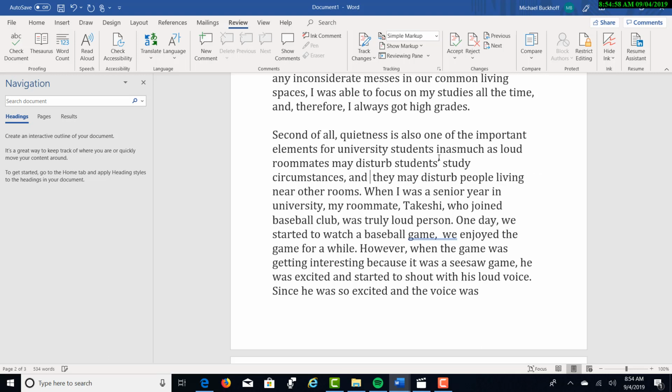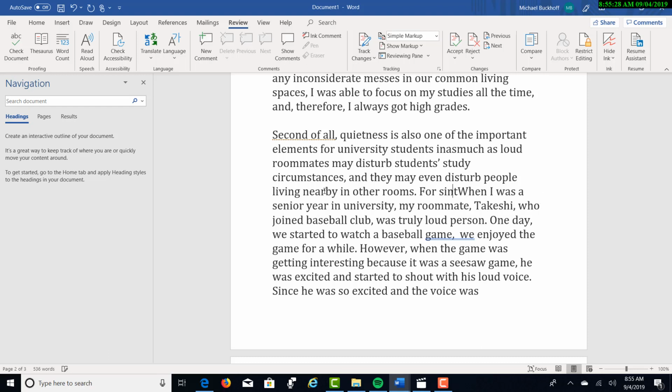And let's take the word "even." I'm going to put the adverb in: "and they may even disturb people living near," how about "in other rooms?" So I think you want to say, "and they may even disturb people living nearby in other rooms."